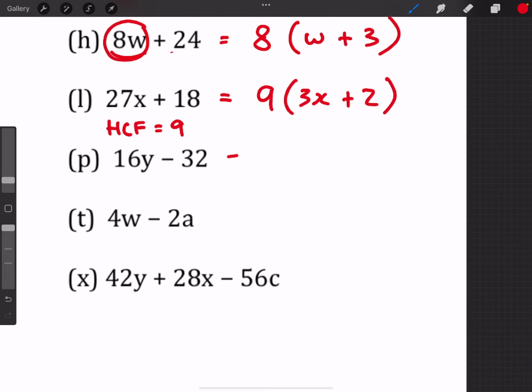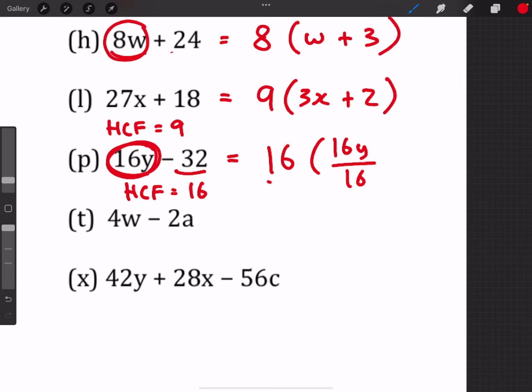Okay, next one. Between 16 and 32, the highest common factor is 16. So I can put a 16 out here. And inside here, what is 16y divided by 16? So we take this 16y, we divide it by the highest common factor, 16. And what do we get? Well, this will cancel out. All you have is y. So in here it's just y. Now what's 32 divided by 16? Well, that's just 2. There you go.